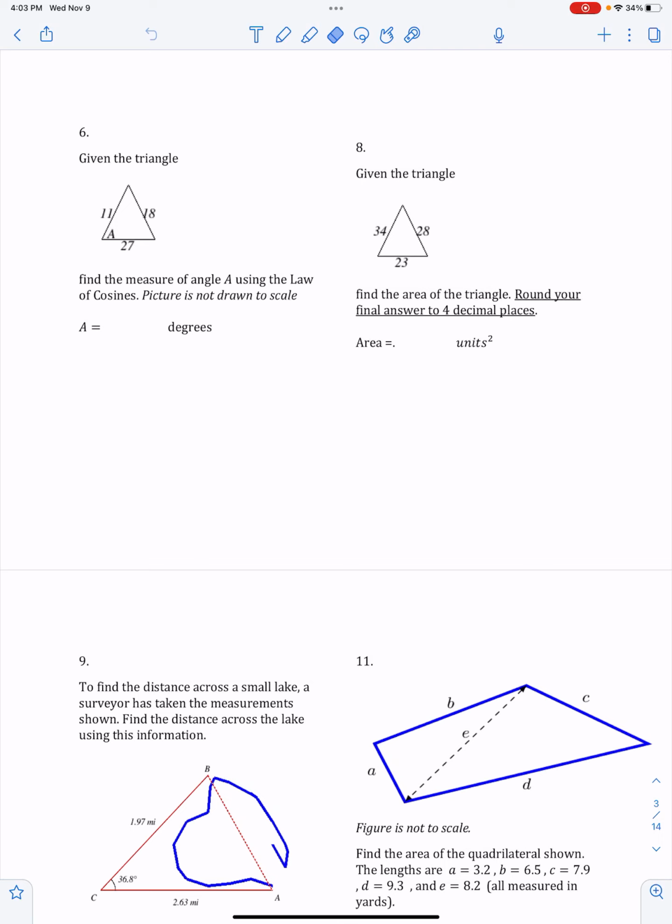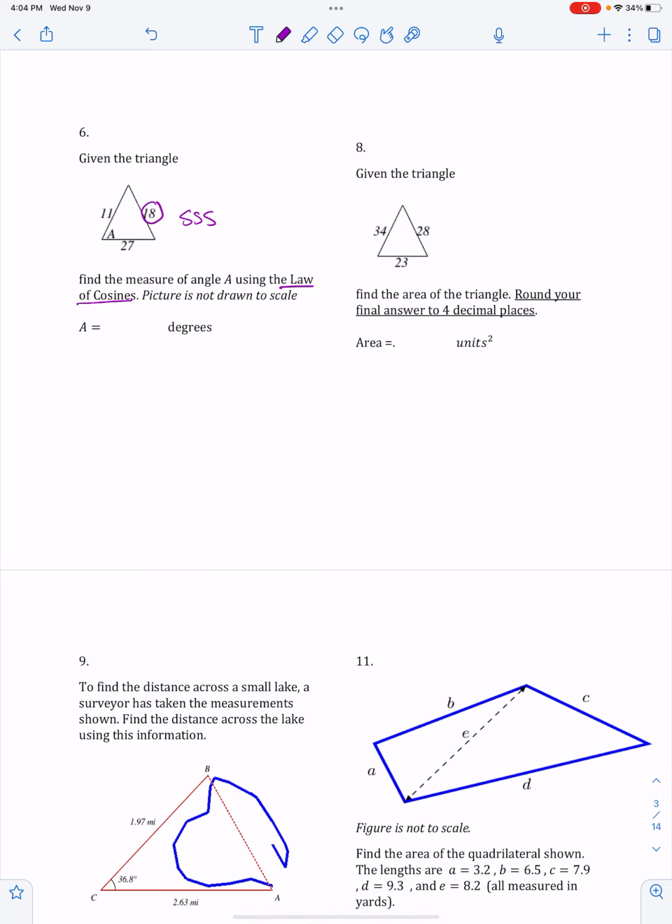6. Given the triangle that has a side 11, a side 27, and a side equal to 18, we want to find the measure of angle A. Since we have 3 sides, this is the SSS case, which means we're going to use the law of cosines. Even if this is not mentioned, it should be understood that the only way to find that angle is to use the law of cosines.